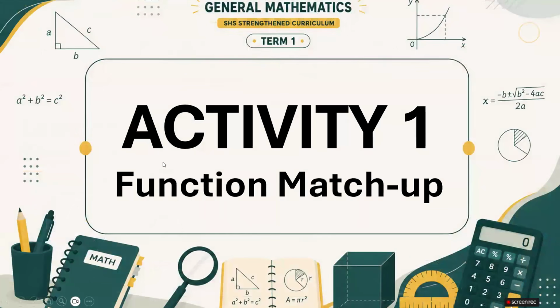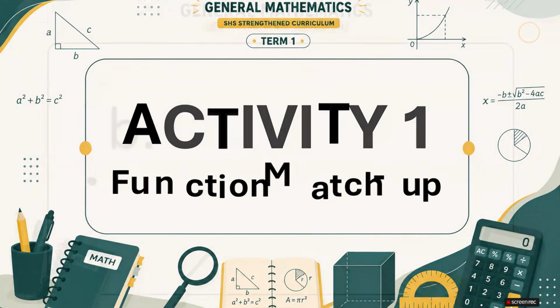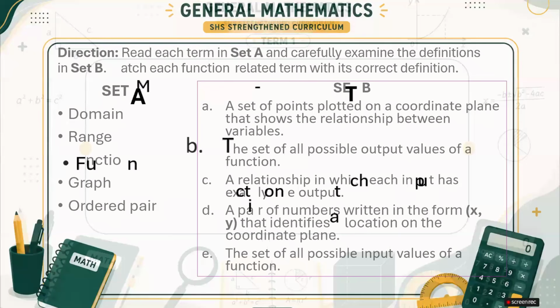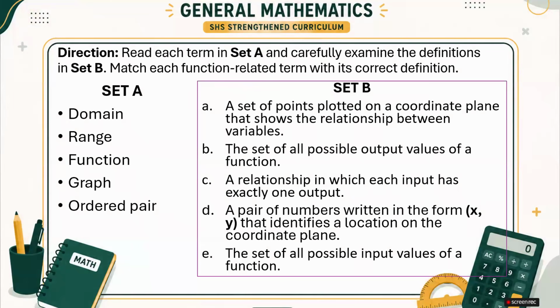Let's begin with a short review, and the title is Function Match Up. We will review five important terms here: the domain, range, function, graph, and ordered pair. Try to remember what each one means. You may pause this video to match the terms with the correct definitions, so that you could answer this activity.